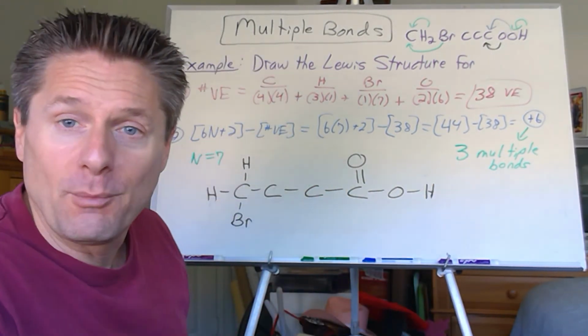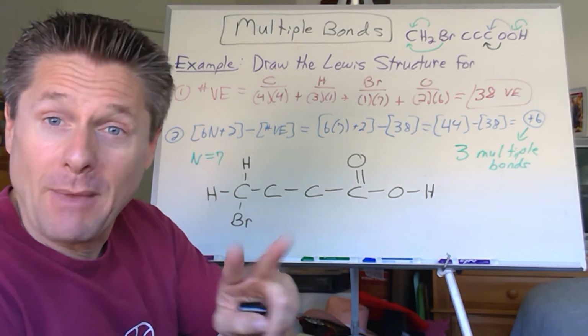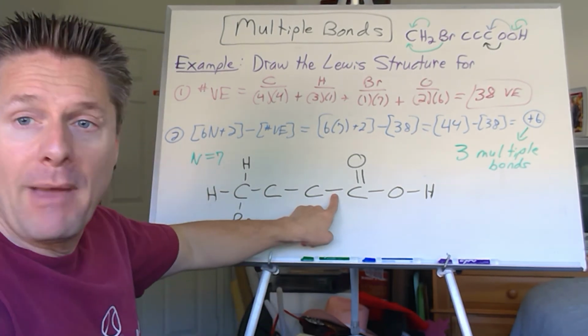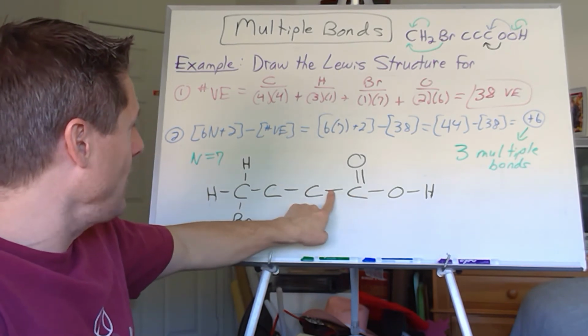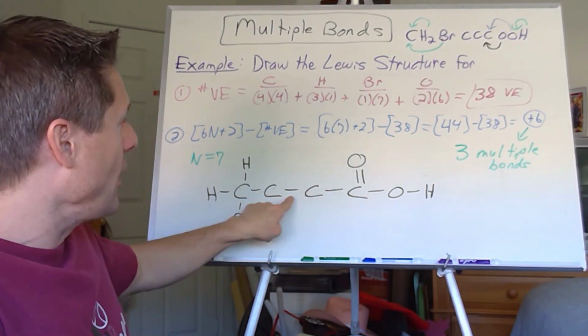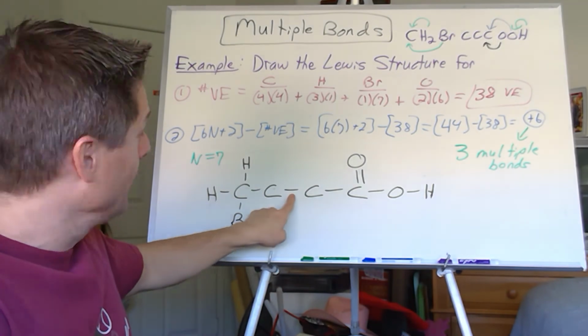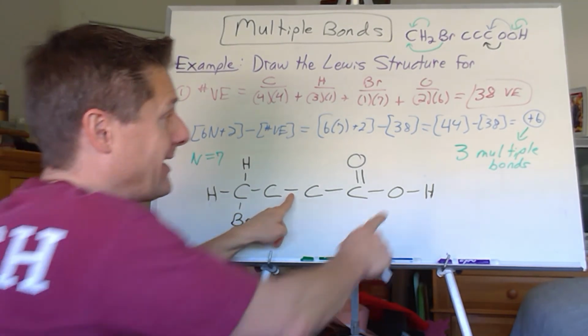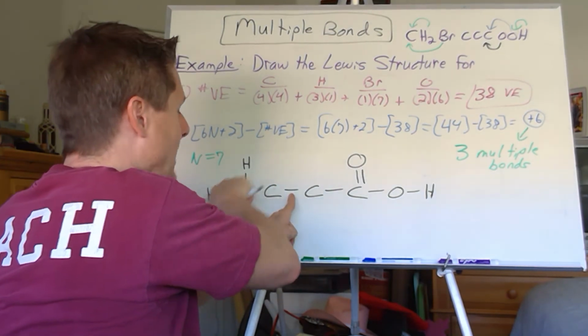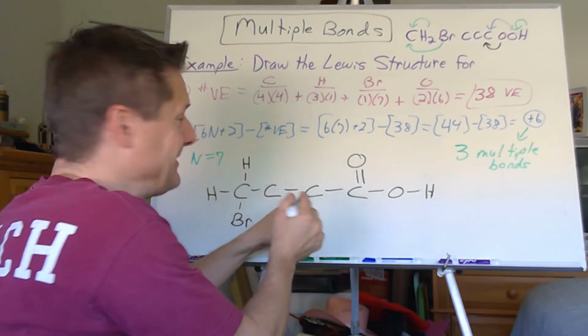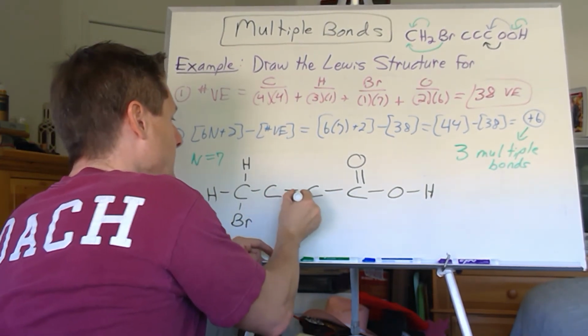We have 2 more multiple bonds. So that's either 2 double bonds or a triple bond. Could we put a double bond here? No, because that would give that carbon 5 bonds. So it can't go there. It can't go there. So the only place left is here. That's the only place multiple bonds can go. Can't go here. Can't go there, because that would give that more than 4. So the only place it can go is here.